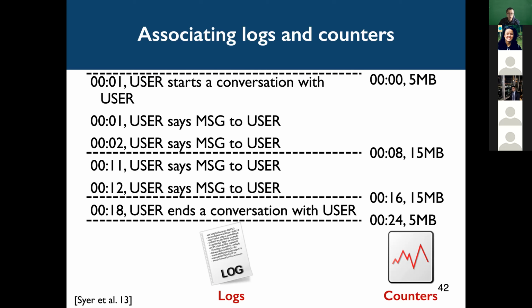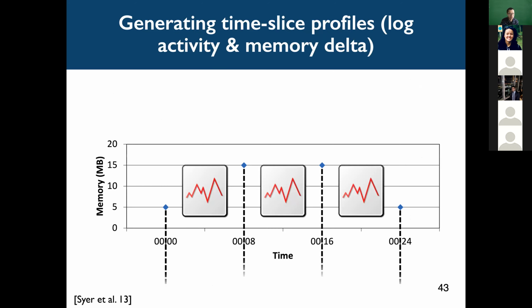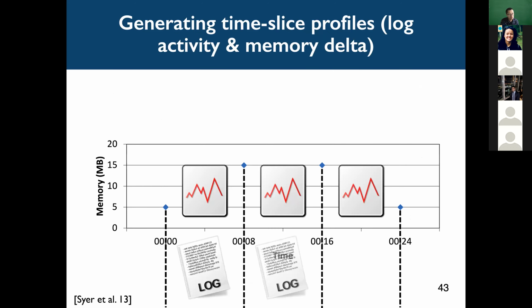After we associate them together, we can create time slice profiles. For each time slice, we have the log activity and the memory. Especially, we can calculate the memory delta. The memory delta is the difference between the memory from one time slice to the previous time slice. So we create these time slice profiles. For each profile, we have a log activity and the memory delta. So these are the signatures.